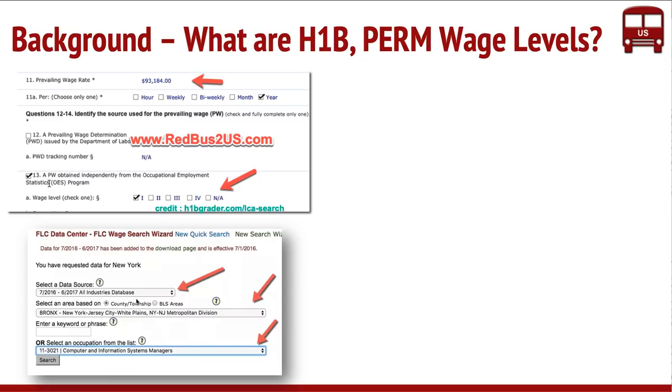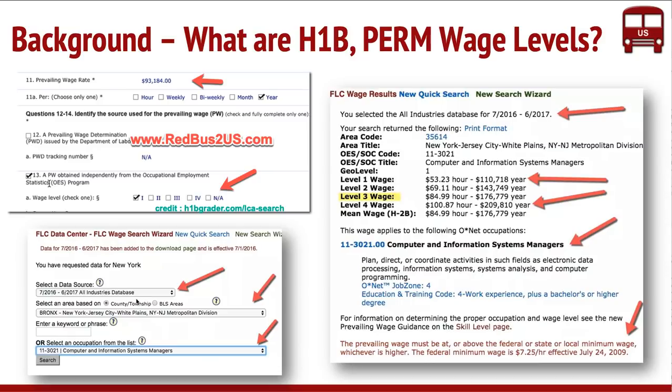You can go to the FLC data center website, and there you can select it based on the industry database, the location you're in, and the job title. Then you will get the list of wage levels. As you can see on the screen, level 1, 2, 3, 4. So these are the main four wage levels, and they're basically tied to the experience and the location. If somebody is in an entry level position, then it will be level 1, and if somebody is in a senior position, then it will be level 4. That's the fundamental difference, and you can check all of these things on the FLC data center as well.